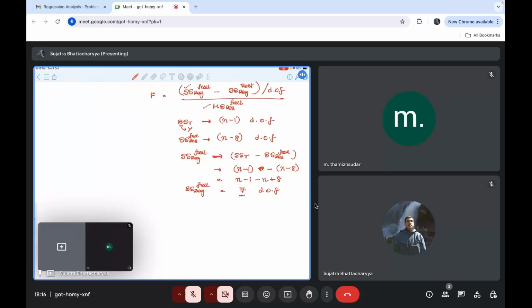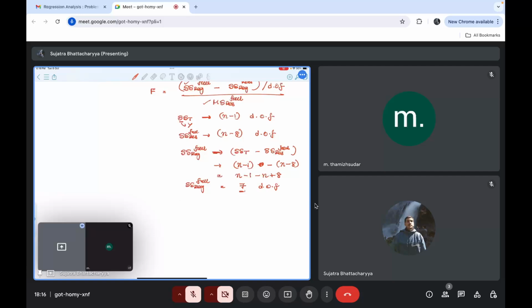Now SS regression for the restricted model. Fine. For the restricted one, what is the model? It is alpha naught plus alpha 1x plus alpha 2x square.